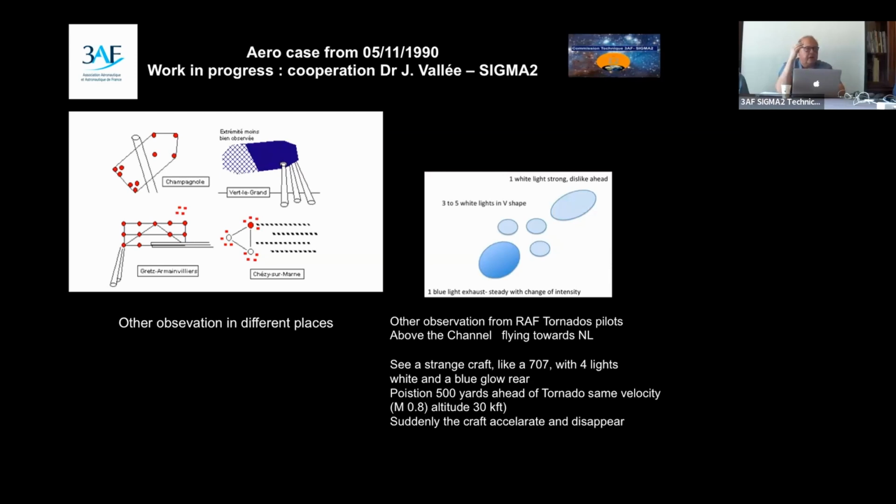And I had the opportunity to have a discussion during another conference with another fighter pilot. He was not flying at the moment, but he was on the ground, and probably what he saw with his colleagues was something similar to one of the drawings that we have on the left.